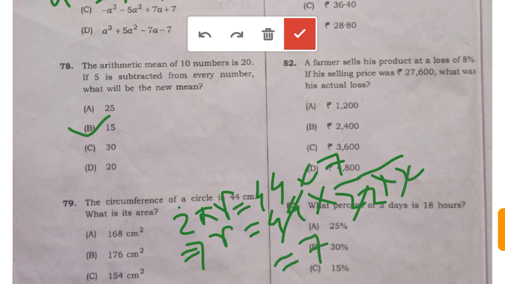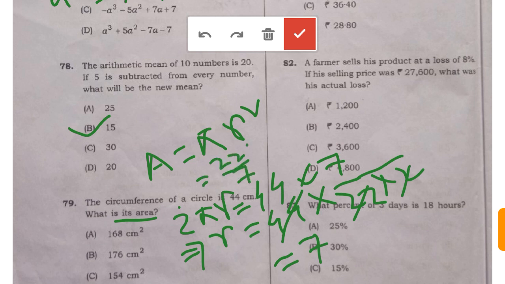Okay, the area of a circle is equal to pi r square. So pi is equal to 22 by 7 into r square, that means 7 into 7. Cut one 7 and we will get the answer 7 into 22, that means 154. Option C is the correct answer.